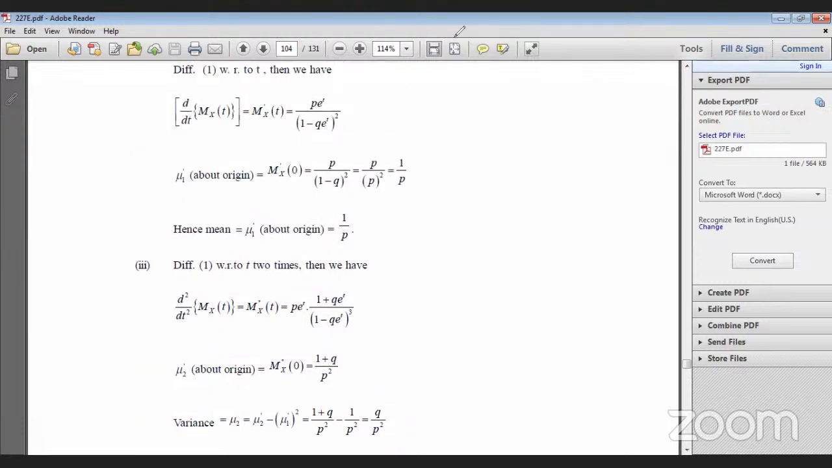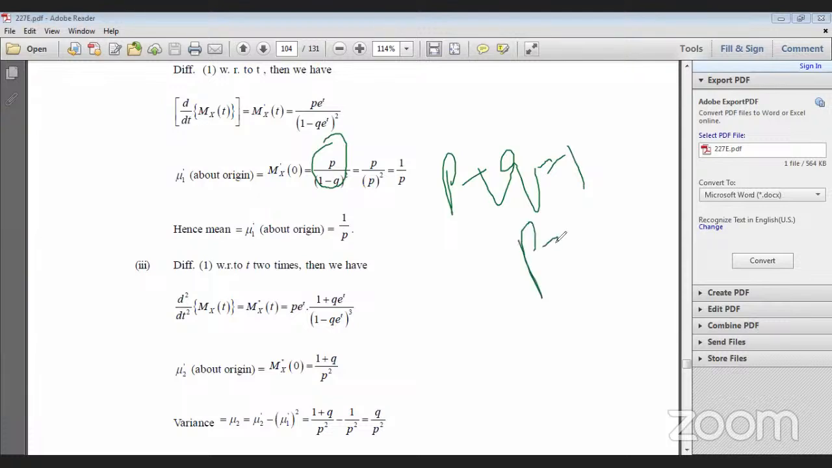Yes sir. p by 1 minus p plus q is equal to what? 1, right? p is equal to 1 minus q. 1 minus 1 minus q is p square. When p cancels, it is 1 by p. Right? Yes sir. For the second derivative, the term is 1 plus q into e power t by 1 minus q into e power t whole cube. The square became cube. So mu 2 about origin: here, after one cancels, we substitute the p square value, 1 plus q by p square by 1 by p square.